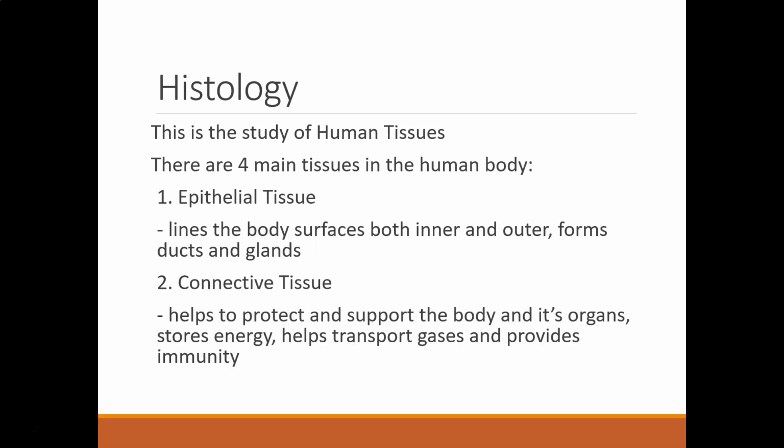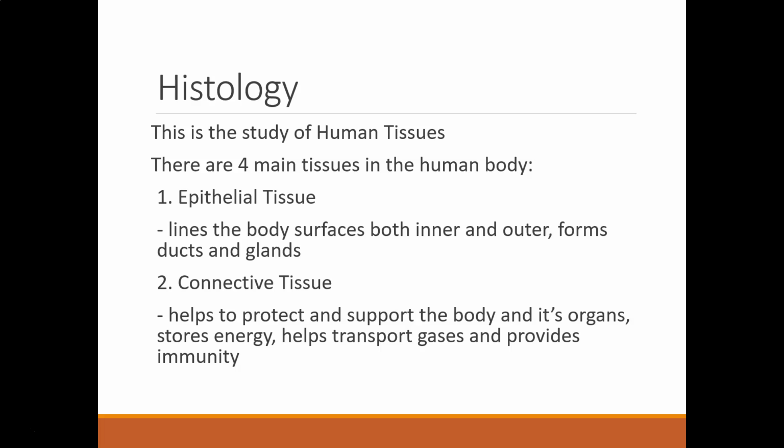This is histology and an introduction to the tissues I'm going to talk about. So basically, when we look at histology, histology represents tissues. So histology is the study of human tissues. And there are 4 main tissues found in the human body. So we're actually made up of 4 tissues.